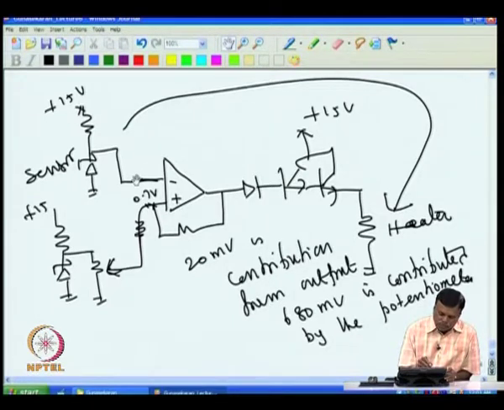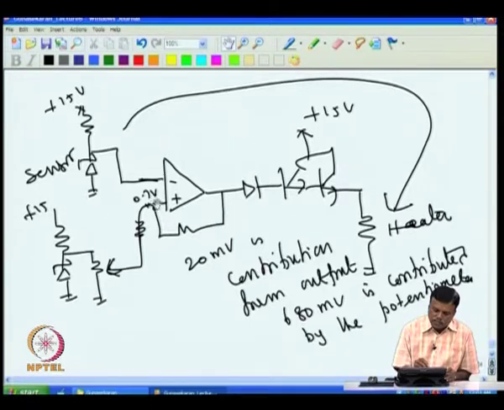Once it goes above 0.7, the output will turn to minus 15 volt. Once minus 15 volt comes, this contribution becomes negative, so this point will drop: 680 millivolt is coming from here and 20 millivolt was coming from here. Now 680 minus 20 becomes 660 millivolt at this point. So when it is plus it was 0.7, and when it is minus 15 it becomes 0.660, that is 660 millivolt.